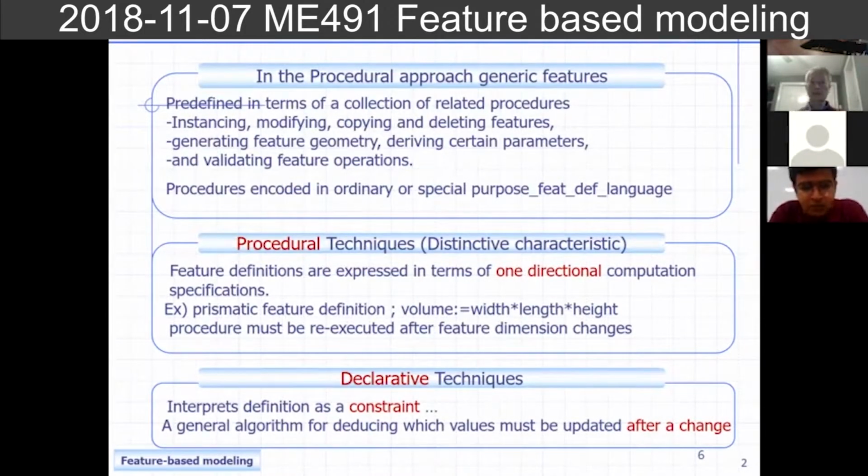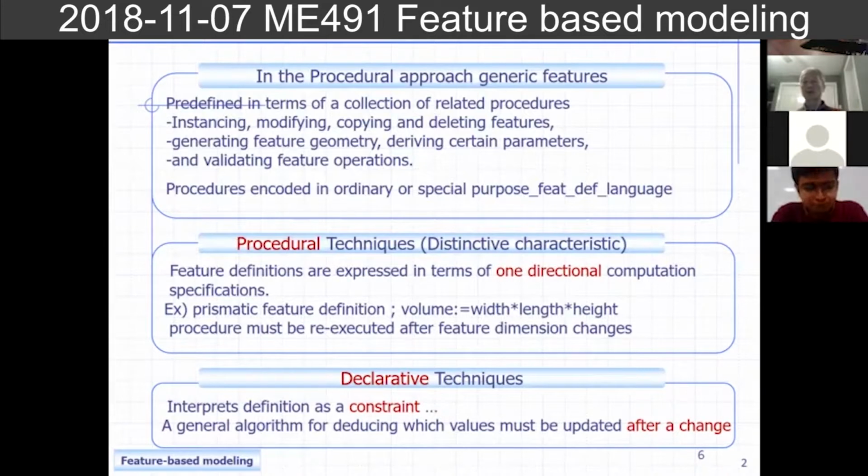So procedural and declarative are different, right? In the procedural, the timeline, the history, the sequence is important. Whereas in the declarative, there is no importance on sequence or time history. What is important is only a set of declarations, or you can say a set of constraints. Is it enough? Is it over-constrained? That is important, but sequence is not important.